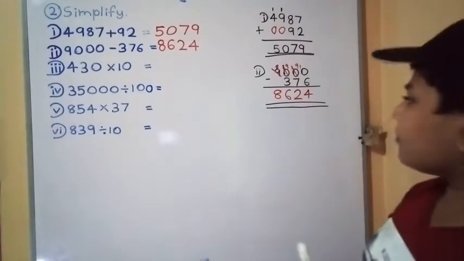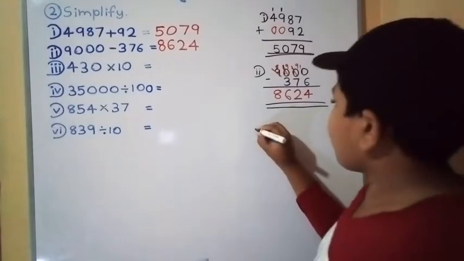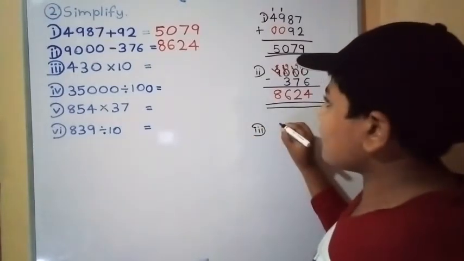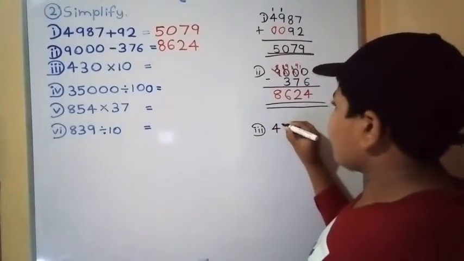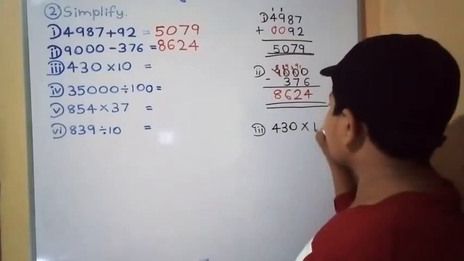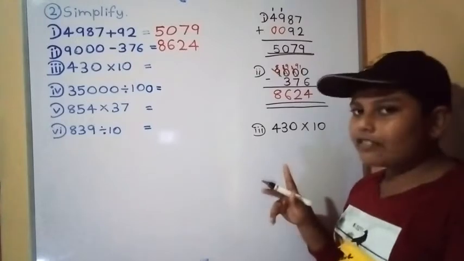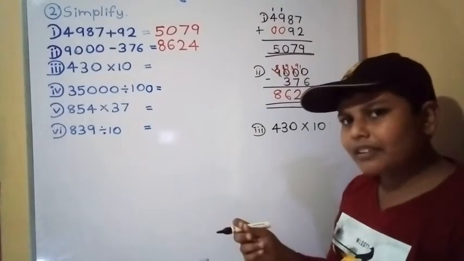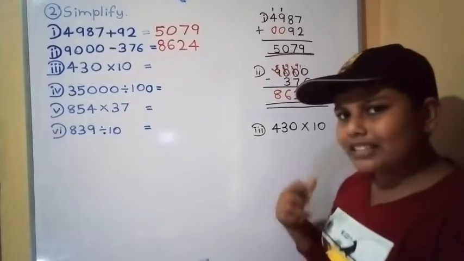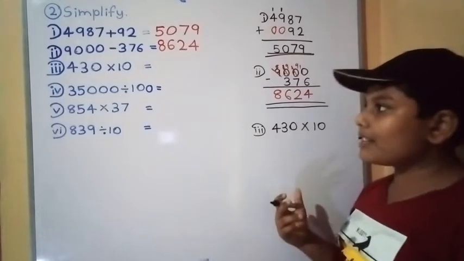Third one, 430 multiplied by 10. Now, I give the hack for you. Lastly, in the grade 6 paper, I also explained this hack, right? Now again I explain this hack.